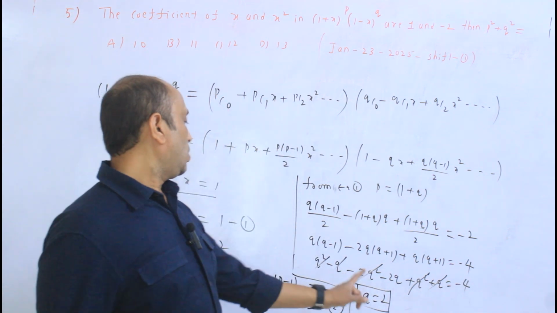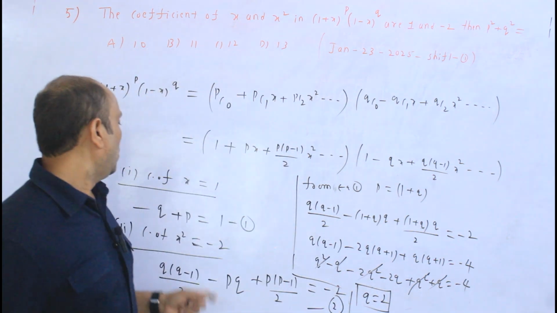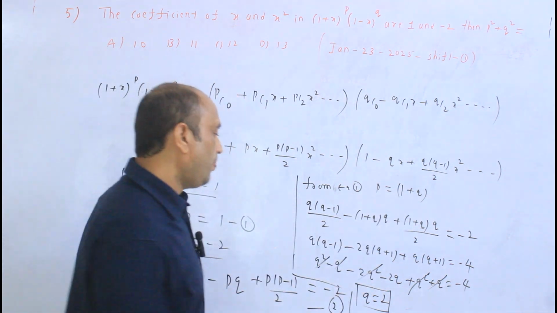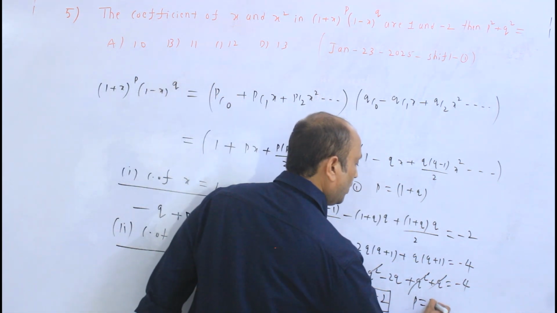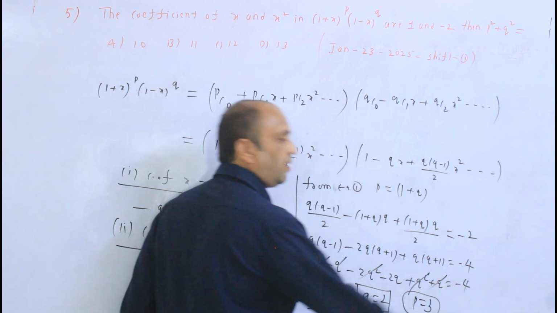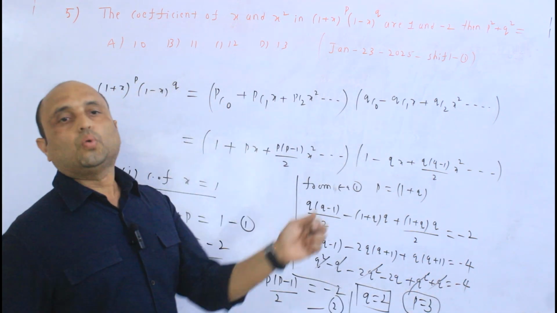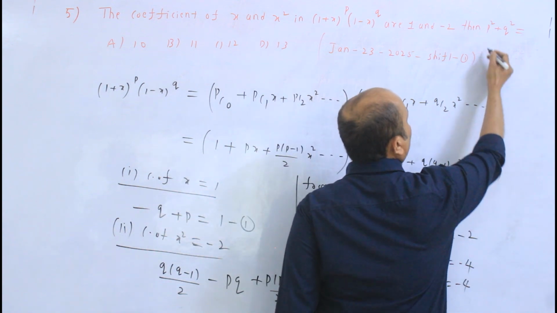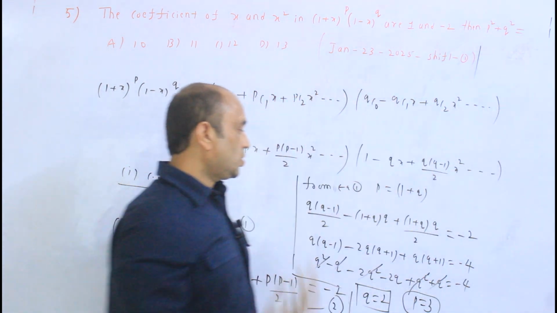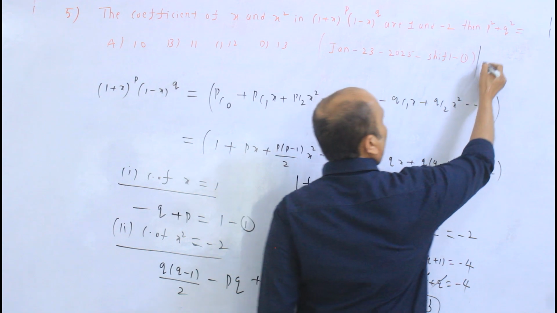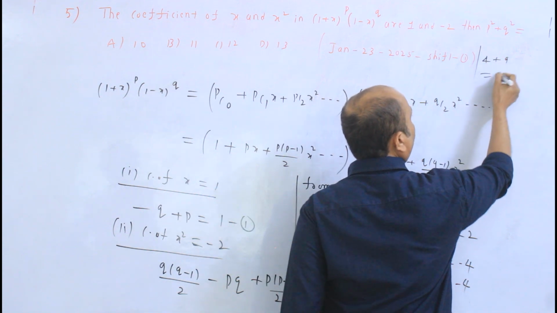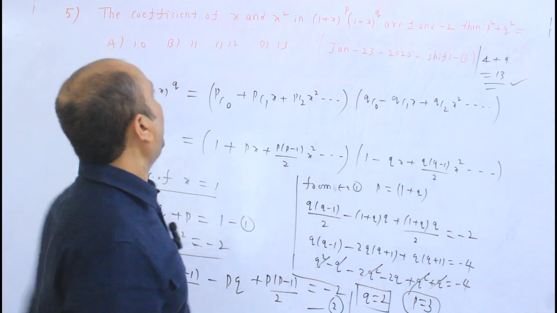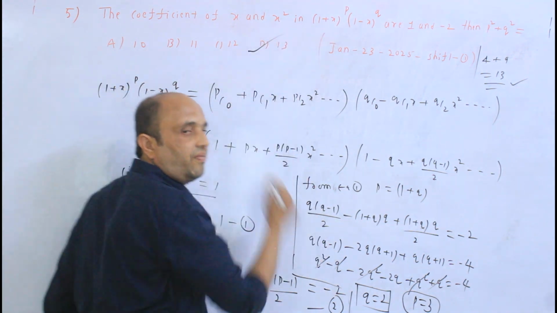If Q equal to 2, substitute Q equal to 2 in this equation. P equal to 3, Q equal to 2. But here we want to find P square plus Q square. P square plus Q square is equal to 4 plus 9, that equal to 13. So our required answer is D. This is our required answer.